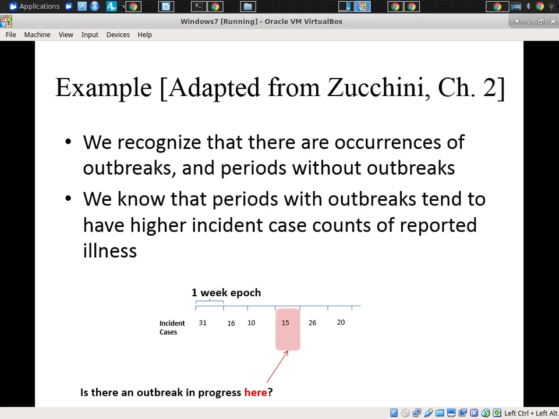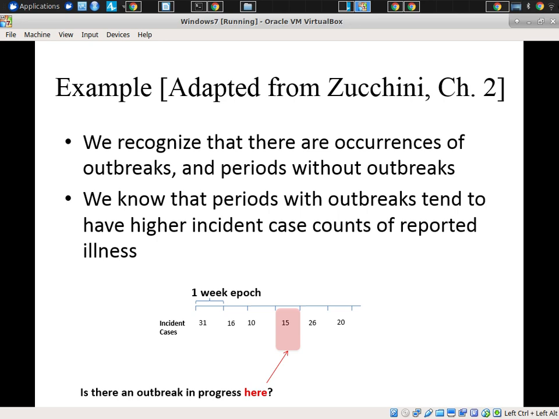Okay, so let's consider a little example. Suppose we want to know, is there an outbreak in progress of foodborne illness at this time? Okay, time 15. We have one week epochs. And the idea is, look, there'll be some periods here which have outbreaks and some periods not. A given measurement here will be ambiguous. It could be just a bad week without an outbreak, or it could be a situation suggesting an incipient outbreak.